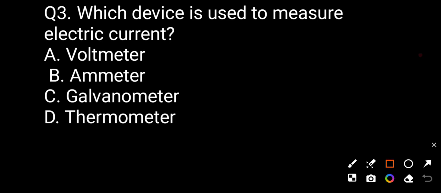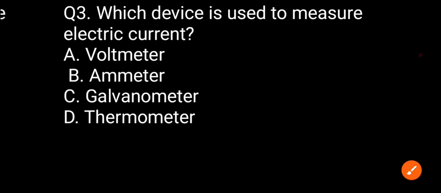Now question number 3. Which device is used to measure the electric current? Option A voltmeter, option B ammeter, option C galvanometer, option D thermometer. The correct answer will be B. Ammeter is the device which is used to measure the electric current.